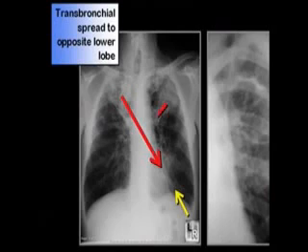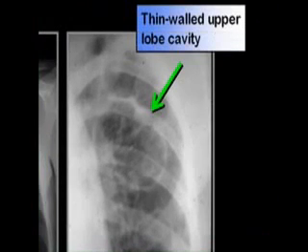Tuberculosis has a propensity for transbronchial spread from one upper lobe to the opposite lower lobe. In the image on the left, the yellow arrow is pointing to disease in the left lower lobe as well as in the right upper lobe. And the cavities in tuberculosis tend to be thin-walled upper lobe cavities.